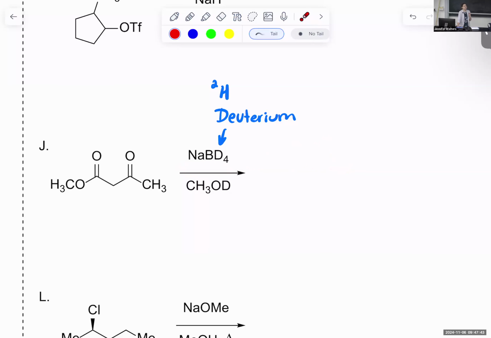The reason I'm using deuterium here is because I want to make sure that you know where that hydrogen went. So I want you to indicate to me that you know exactly where those elements ended up in the molecule.